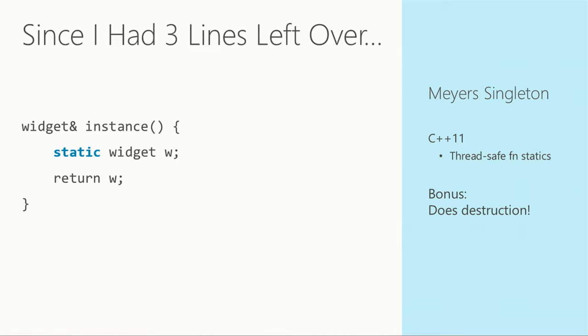But what this does, it will create the widget on demand only if somebody ever asks for it and return a reference. And the nice thing compared to the Gang of 4 singleton pattern, I don't remember whether the Gang of 4 singleton pattern ever destroys it. Actually, there were several pages on destruction policies and the different ways you might destroy it. And Andrei talks about that in his 1999 book as well. But this is pretty cool, since I had 3 lines left over. So those are my 10 favorite lines of code.